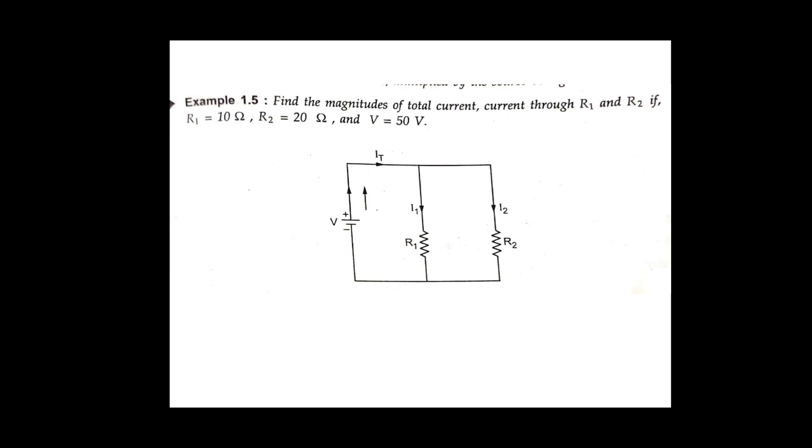Okay, so first we have to calculate I1. How are we going to calculate I1 here? See here, already by using the formula, I1 is equal to the opposite resistance R2 upon the total resistance R1 plus R2, into the total current IT. Okay, so we don't have the value of the total current IT. So first of all, let us find out the value of IT. How are we going to find IT? IT is equal to V upon R1 plus R2. Okay, the values of R1 and R2 are already given.